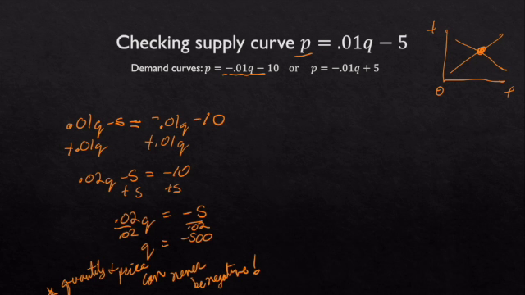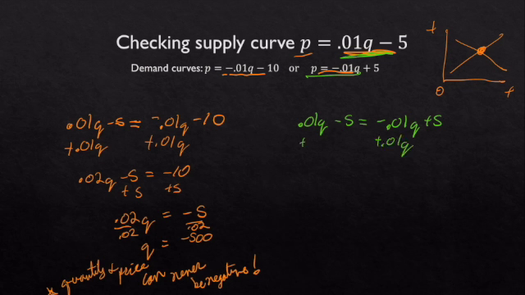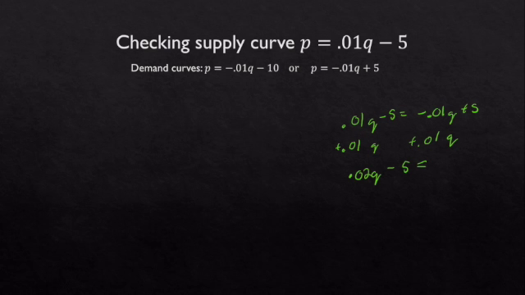Okay, so now that we know that our quantity and price can never be negative, let's check our supply curve again with equation 2. Why don't I change colors? Because let's keep it festive. So now I have 0.01q minus 5 equals negative 0.01q plus 5. I add my variables to combine like terms. I get 0.02q minus 5 equals 5. And then I add 5 to both sides, and I get 0.02q equals 10. And I divide both sides by 0.02, and I get q equals 500.